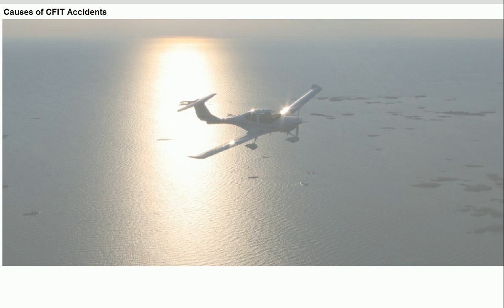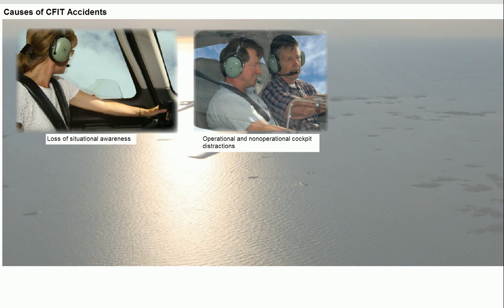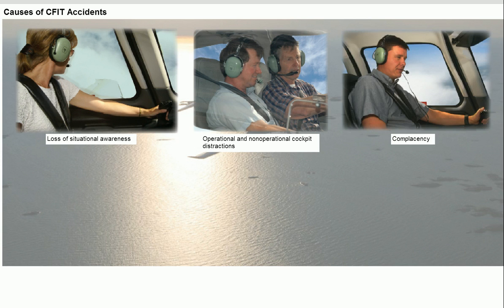Six basic factors contribute to CFIT events. The loss of situational awareness is at the heart of most CFIT accidents. This generally occurs when the pilot is unaware of high terrain or obstacles in the vicinity of the airport. Both operational and non-operational cockpit distractions contribute to CFIT accident risk. Operational distractions are a part of the normal workload of piloting the aircraft and include handling ATC communications and watching for other traffic. Non-operational distractions are tasks unrelated to the task of piloting, such as idle conversation with passengers.